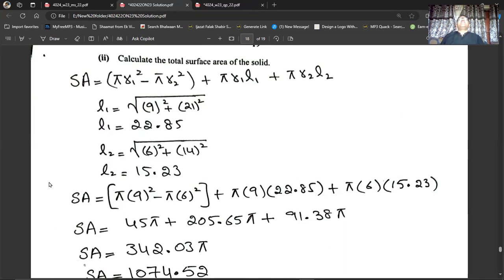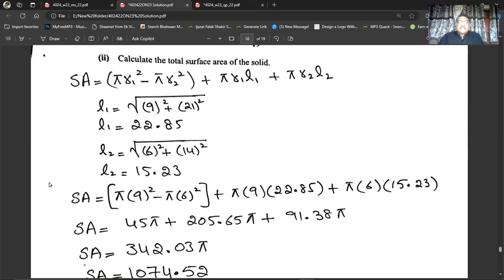The relation between the slant height of a cone, the radius, and the height is that L square is equal to h square plus r square. That's the relationship between the slant height, the height, and the radius. L square is equal to h square plus r square.